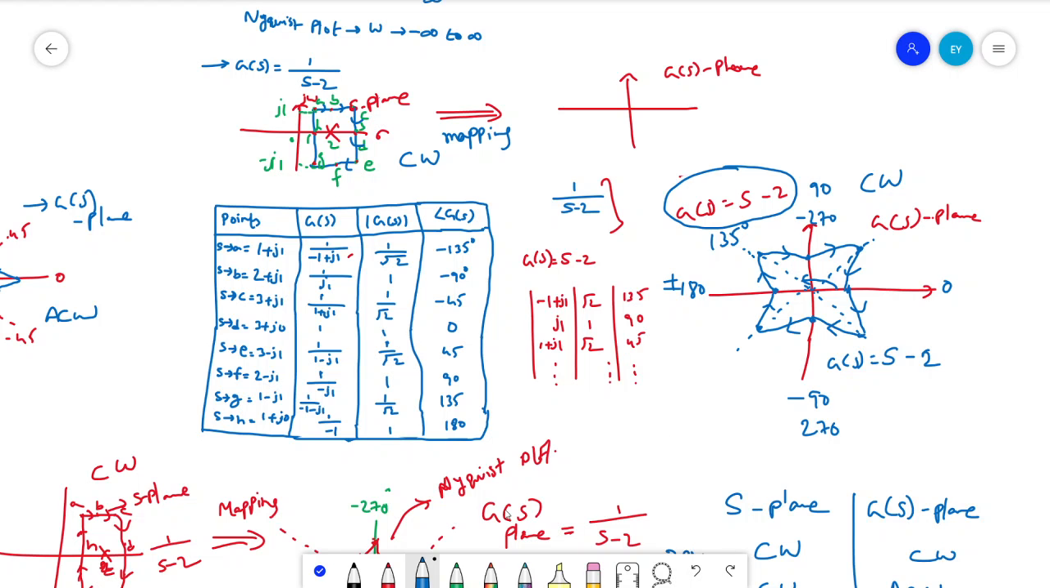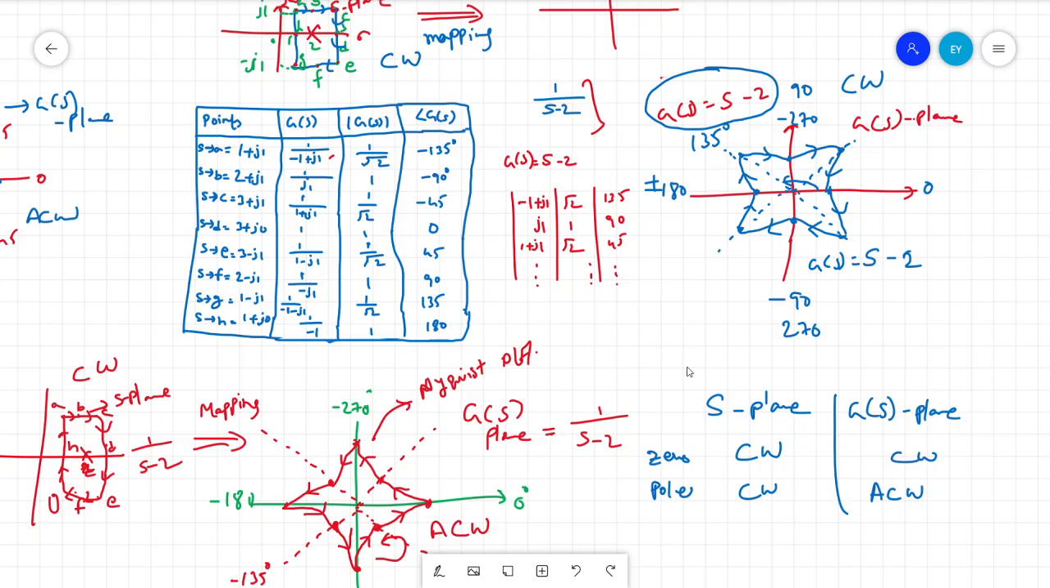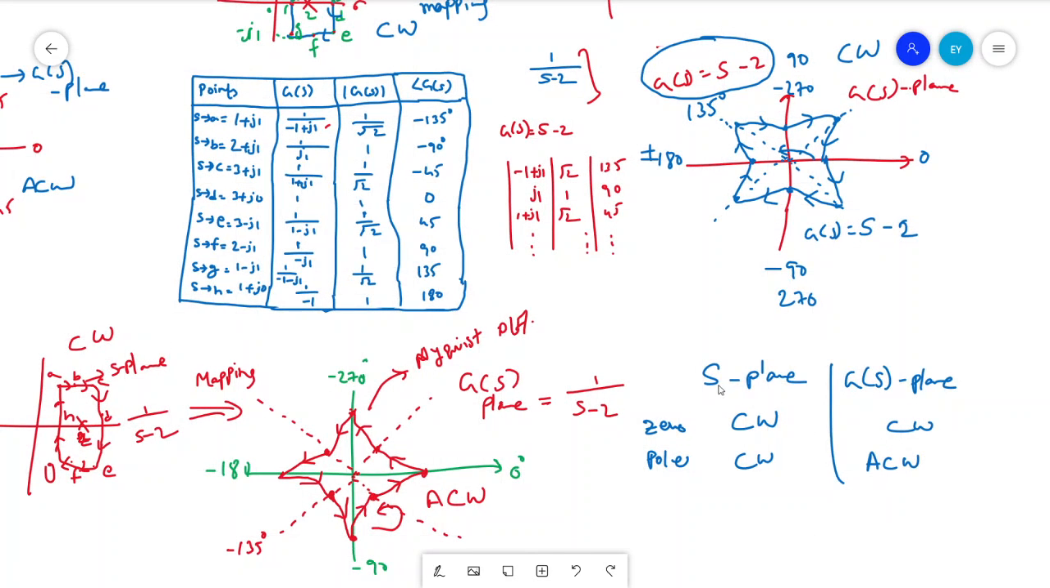So if you are considering poles, if you are considering a pole in S plane, and G of S plane, the path will be in anti-clockwise direction. If you are considering a zero in S plane, and G of S plane will be clockwise direction itself, right? Clockwise direction itself, and it is actually following the path about the origin. Okay, this is an important point.